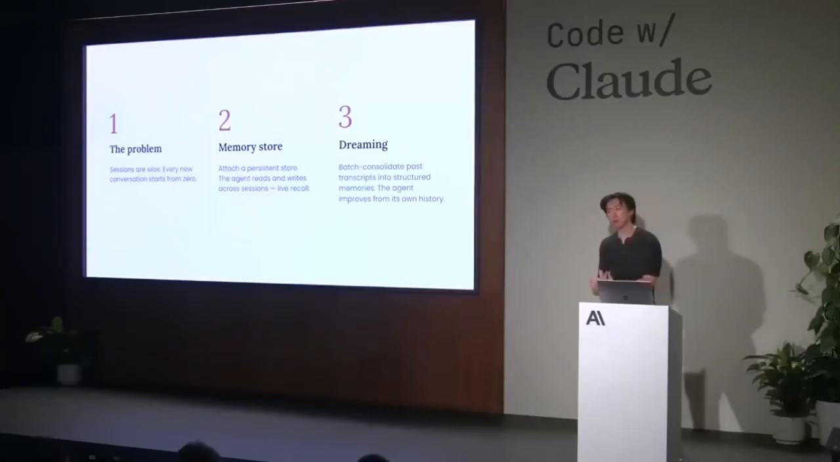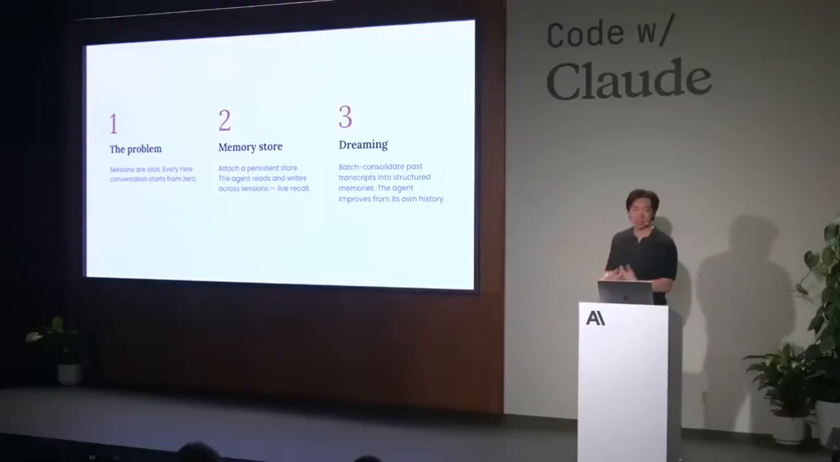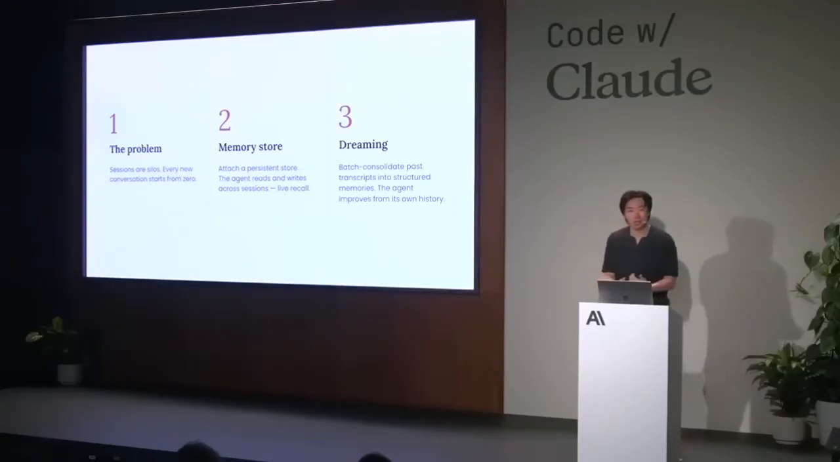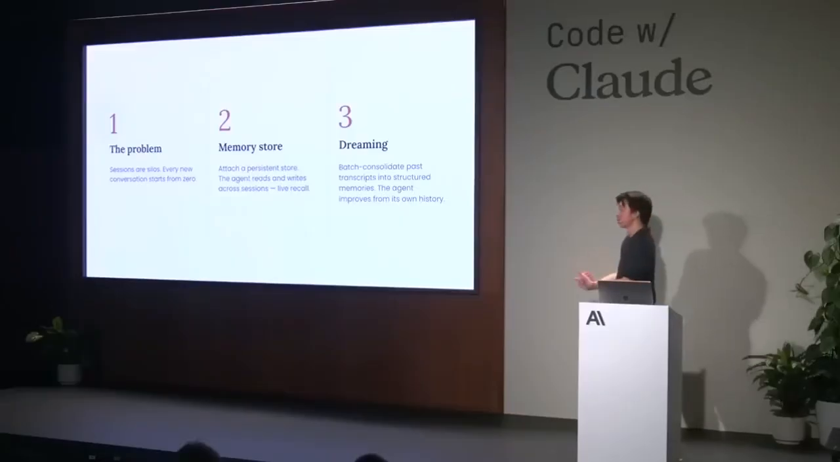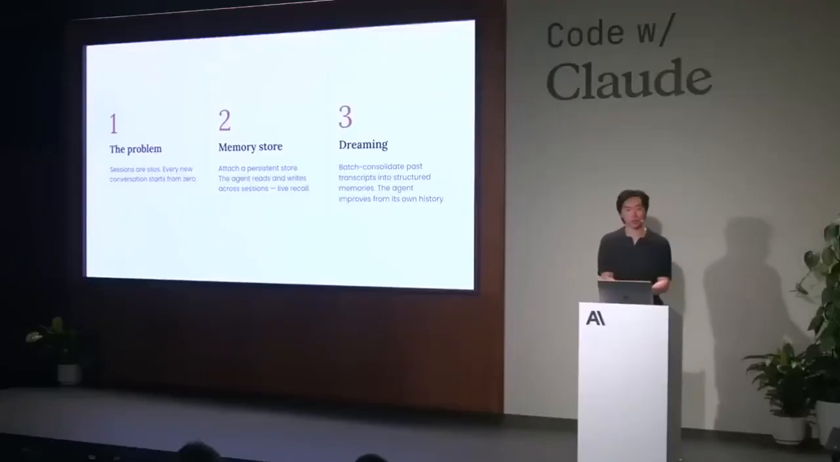But we also saw how this creates a problem where memory stores can grow unbounded over time. They can grow disorganized, information can grow stale, et cetera. And then we saw how dreaming can be used as a way to mitigate this problem, right? So we take another set of agents whose entire job is to improve that memory store for future use.